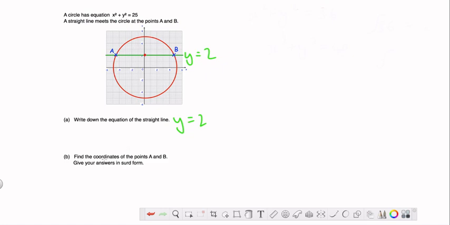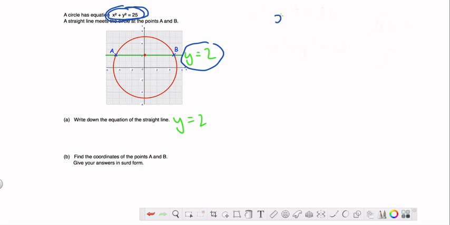Next part is to find the coordinates of the points A and B. Give your answers in surd form, right? It doesn't want it as a decimal. It wants it in surd form. So obviously that's going to involve some calculation involving what I've got over here, which I've not used yet, have I? Right. I need to use this in conjunction with this to get my answer.